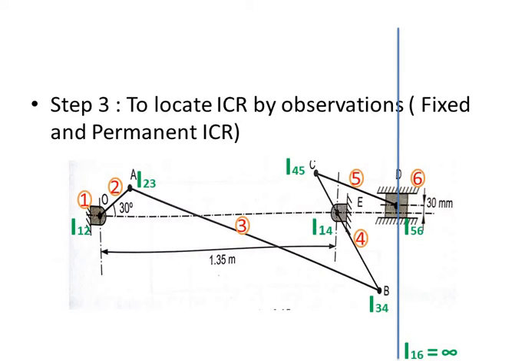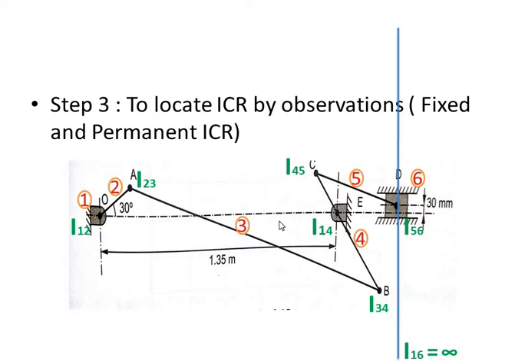And then it is I14 over here. This is the ICR of link number 4 with respect to link number 1, which is fixed because this link is pivoted at point E. So the ICR of link number 4 with respect to link number 1 is located at point E. Likewise, we have located these ICRs by observation.